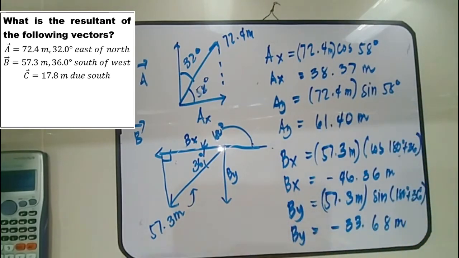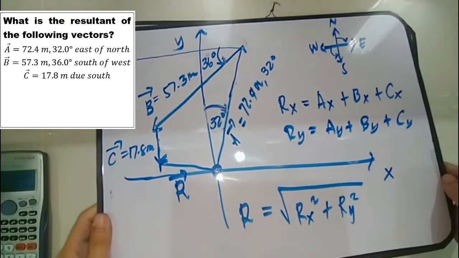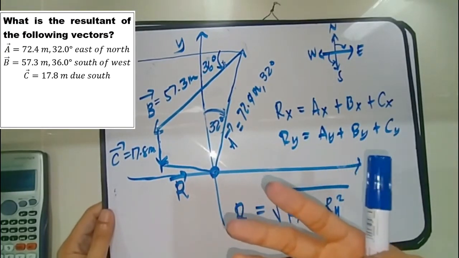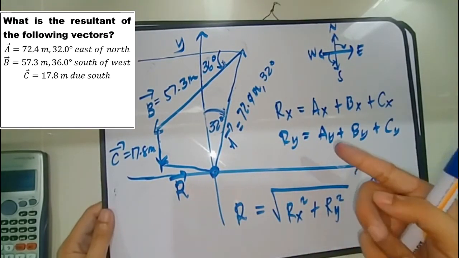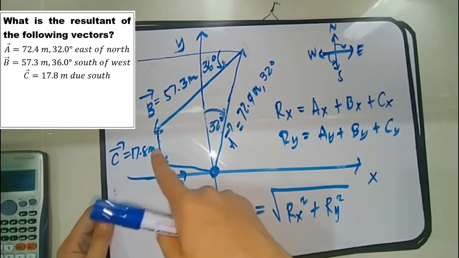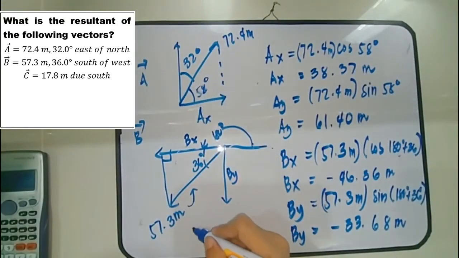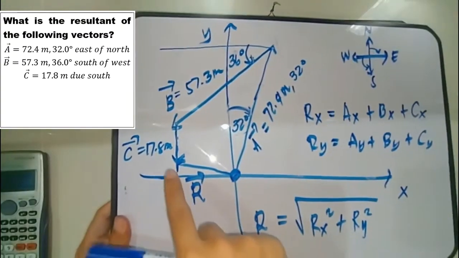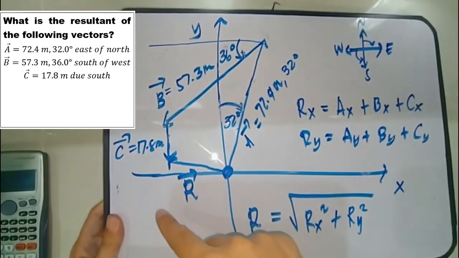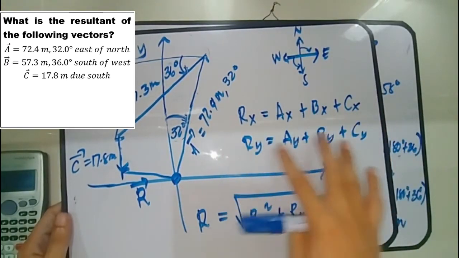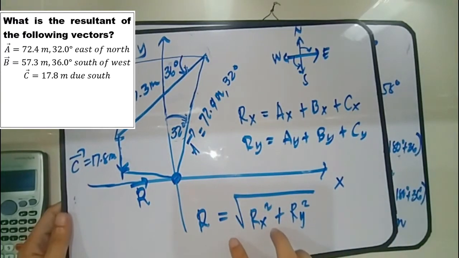So yung C natin guys here is just, so by observation, C is just directed downward. So wala siyang x component. So meron lang siyang C sub y. So C sub y is just equal to 17.8. So downward lang siya. So C sub y is downward, so negative. We have here 17.8. So wala siyang x component. So i-add natin lahat ng x component, ng y component, then kunin natin yung resultant vector.